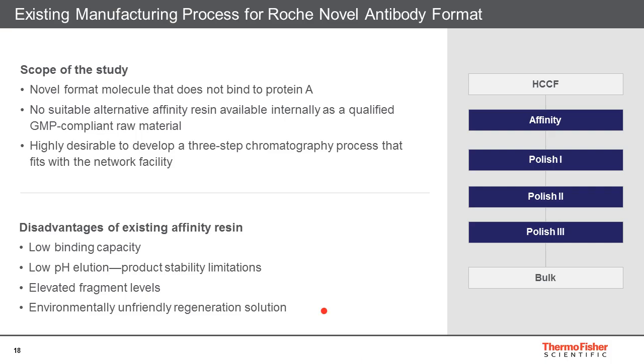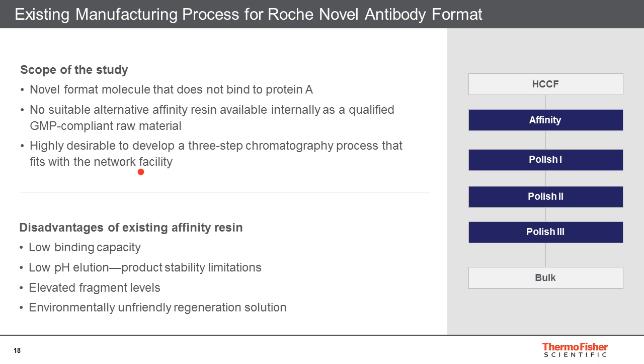So the issue Roche had with one of their molecules is that one of their novel molecule formats didn't bind that well to protein A. They had no suitable alternative affinity resin available internally as a qualified GMP compliant raw material. And what they had was a process combining 4 different chromatography steps.